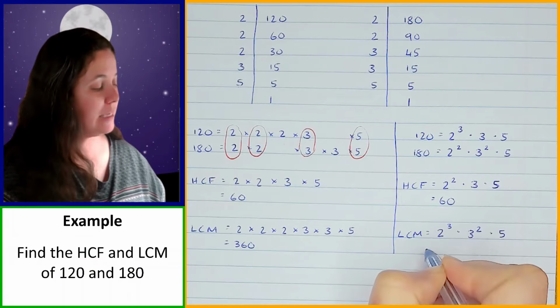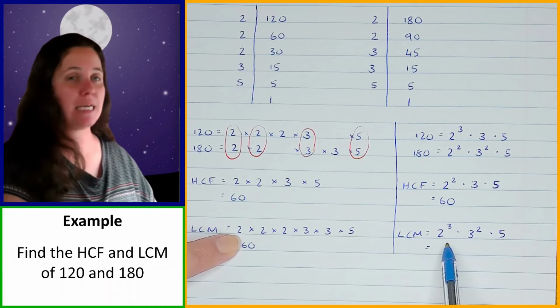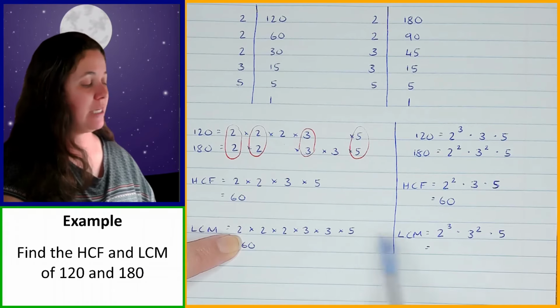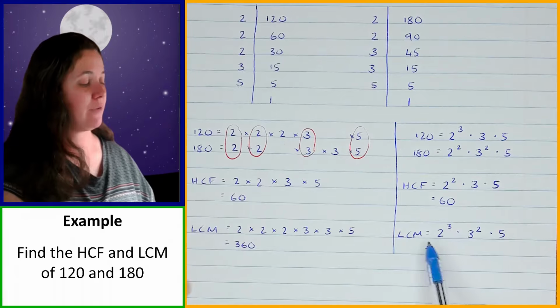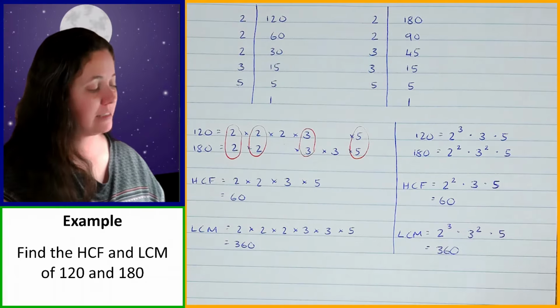Okay. And now we're going to go and multiply that together. But if you look over here, 2 times 2 times 2 is the same as 2 cubed. 3 times 3 is the same as 3 squared, and then times 5. So this is the same as what we had over there, so it is also going to be 360.